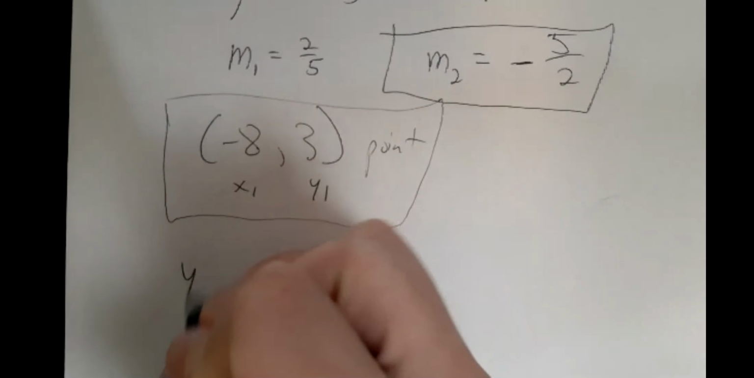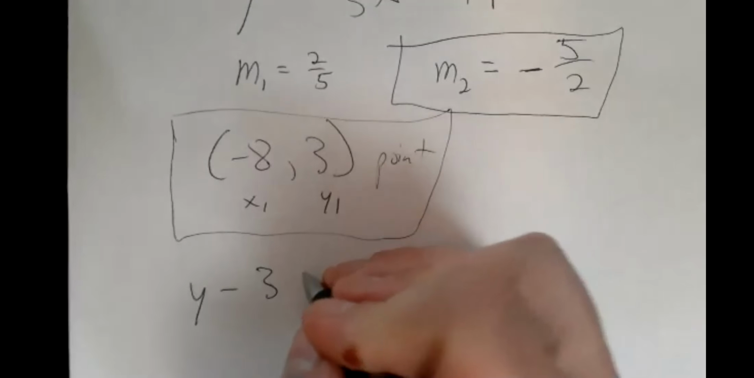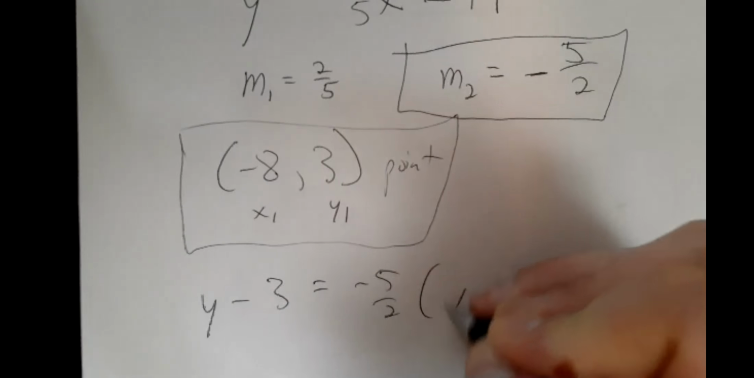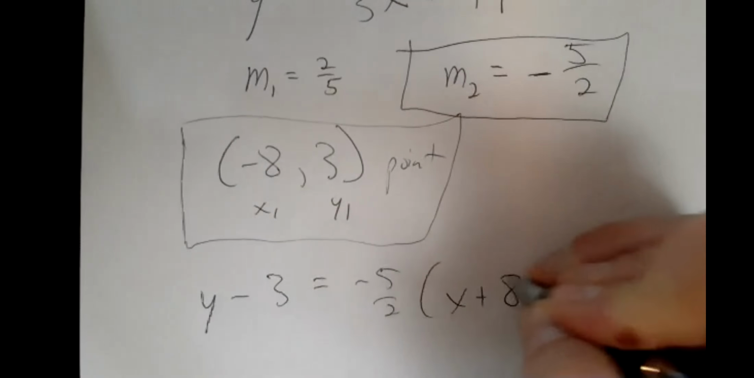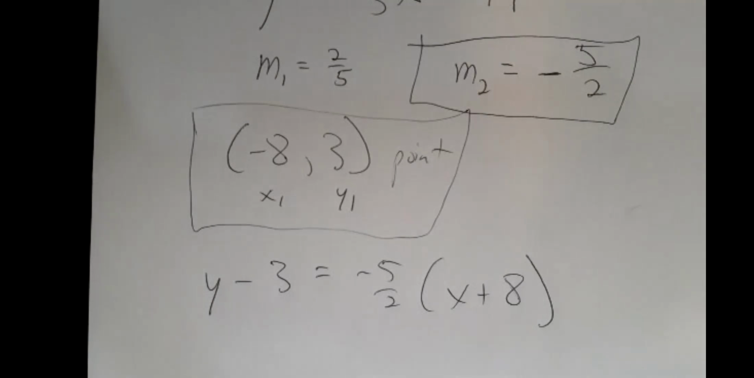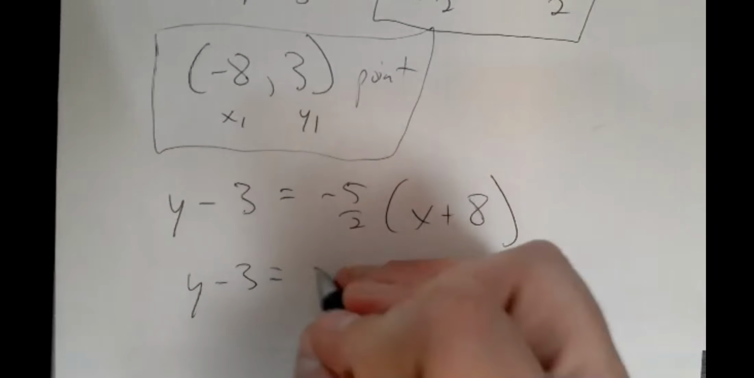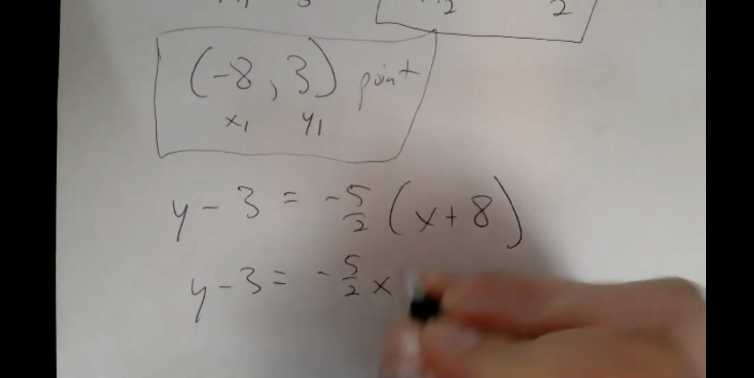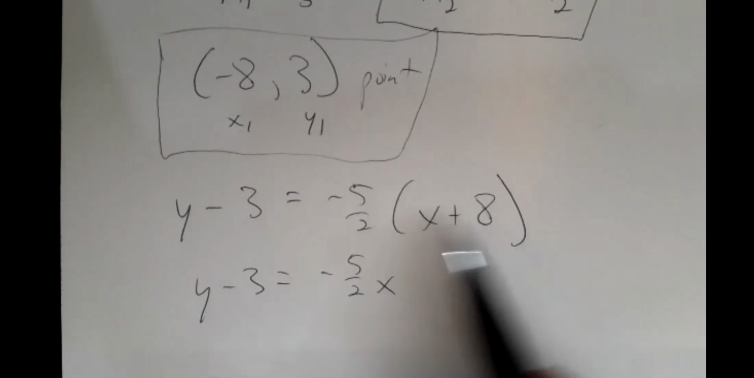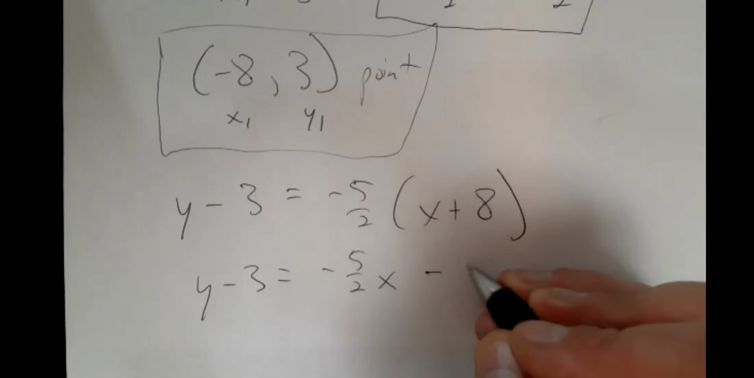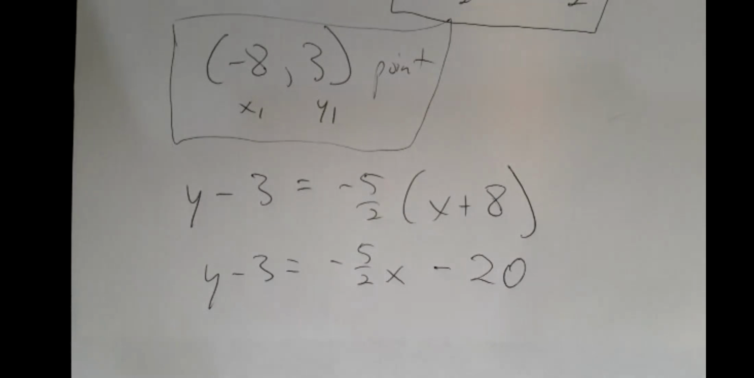Okay, so y minus 3 equals what? Minus 5/2 x plus 8. And so now I've got to do some distribution. Y minus 3 equals minus 5/2 x. Here I'm going to divide 8 by 2, which gives me 4. Minus 5 times 4 is going to give me minus 20.